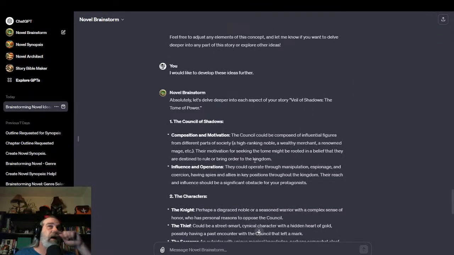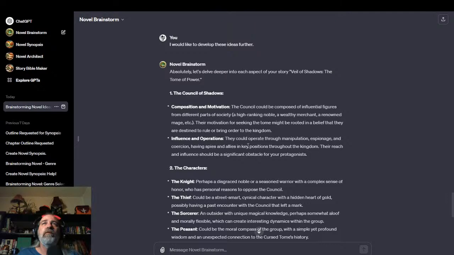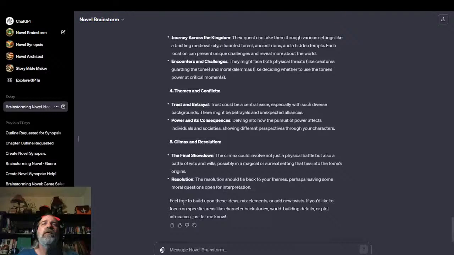Okay, and so now at this point, I have the backbone of a story, and to continue brainstorming, what I would do is take each of these elements, and we'll start right here. Number 1, Council of Shadows, composition and motivation. We're going to copy that, and we're going to paste it right down here.